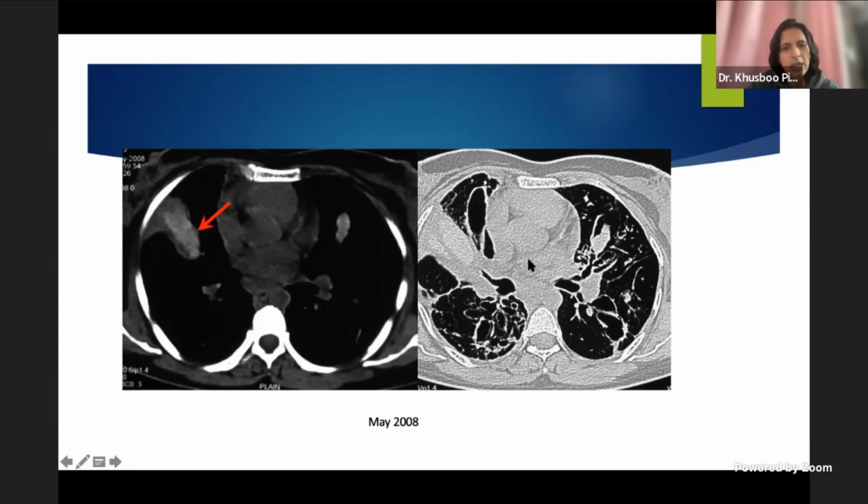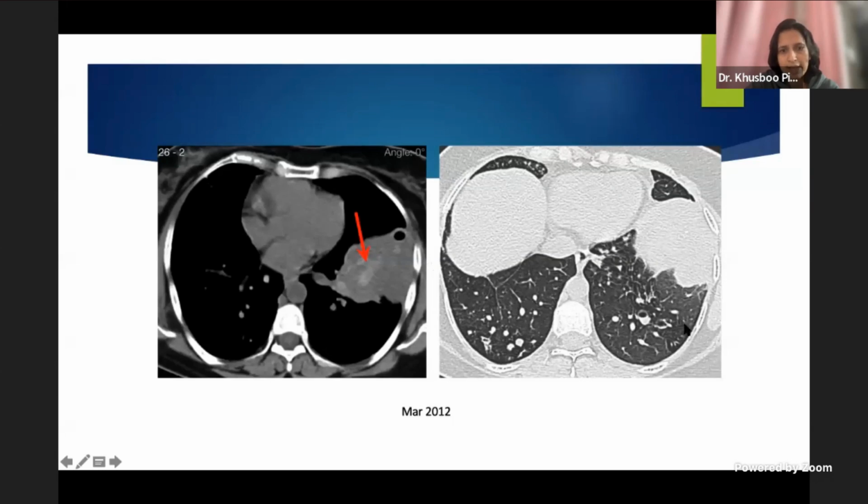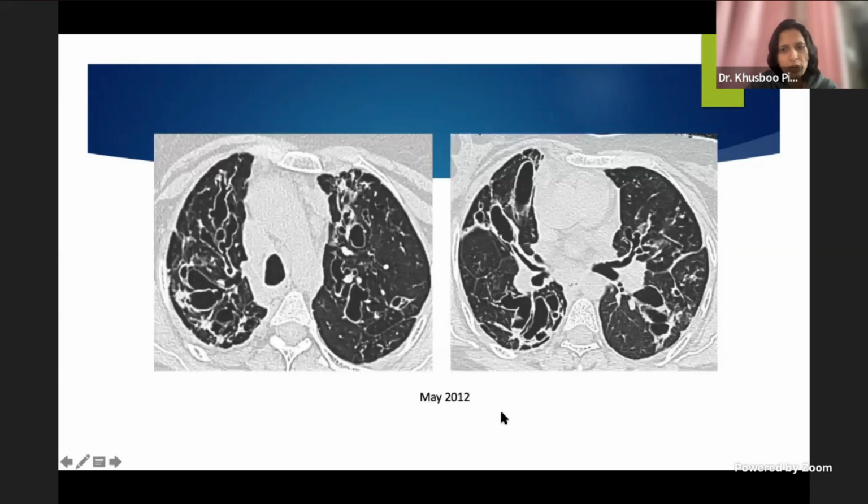So this is how it is moving on with yet another newer area of consolidation and HAM sign at the site where earlier there wasn't a consolidation. And eventually in May 2012, we see this kind of a picture where we see just a background bronchiectasis. We do not see any consolidation at present. I do not even see any HAM sign or mucus plugging. So this is how the disease has progressed.